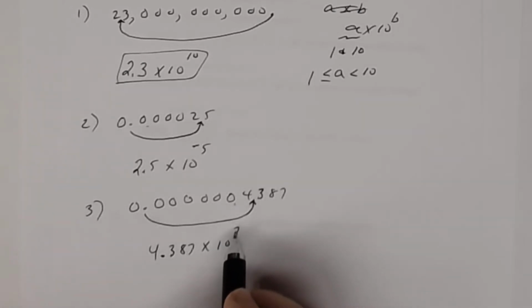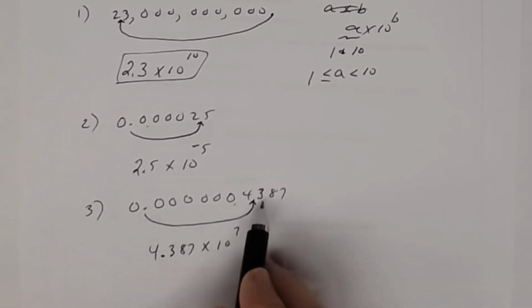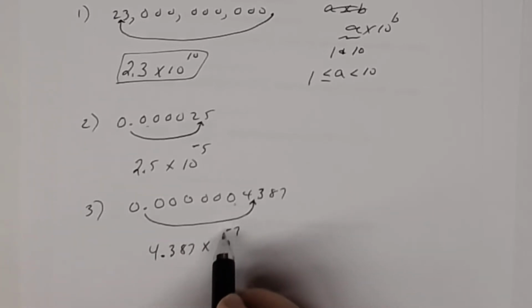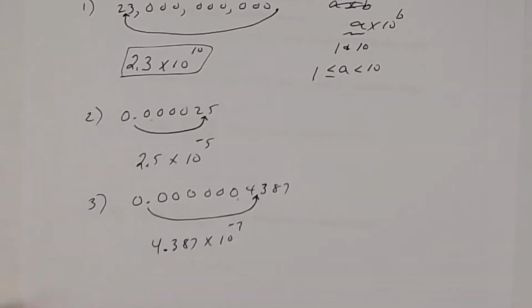But then you've got to determine, is the 7 positive or is it negative? So remember, this is a number less than 1. So if I leave it positive, that's a very big number greater than 1. And so I need to make it negative. So whenever you move the decimal point to the right, your exponent is negative.